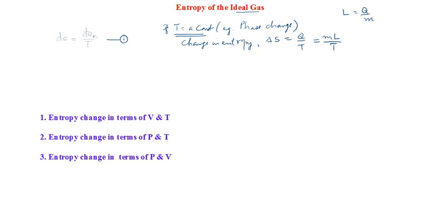So in this session, I'll be discussing 3 different cases. As I told you, entropy change in terms of V and T, in terms of P and T, and also P and V. Maybe I will depend on 2 different videos for this one. Anyway, let's begin with the expression for entropy change in terms of volume and the temperature of the system in going from an initial state to the final state.